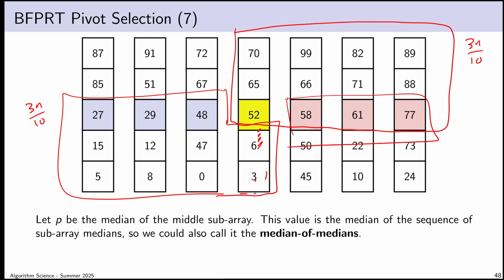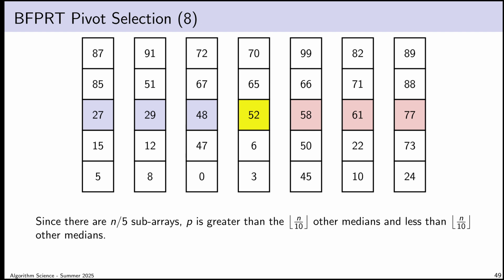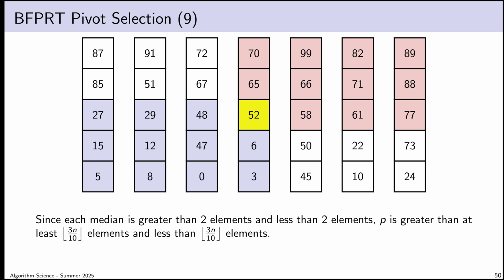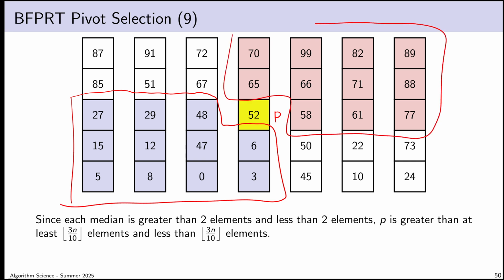There are n over 10 things here, and then there are going to be n over 10 things and n over 10 things there. So we already know 52, our value p, is greater than n over 10 other medians and less than n over 10 other medians. But going further, because each median is greater than 2 elements and less than 2 elements, p is greater than 3n over 10 things, and it's less than 3n over 10 things. And remember that this is 3n over 10 with a floor, not actually the number 3n over 10, because we have to accommodate both the nuances of the division process, since the size of the array may not be amenable to division by 10, and also the fact that p itself is not included.